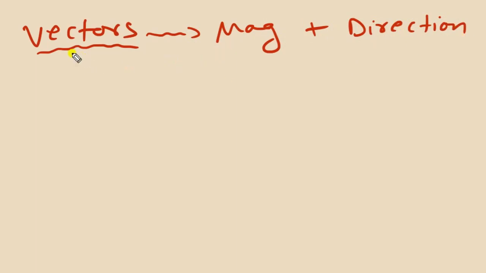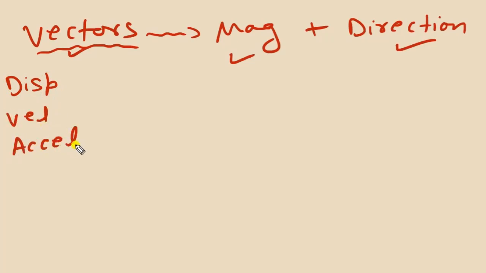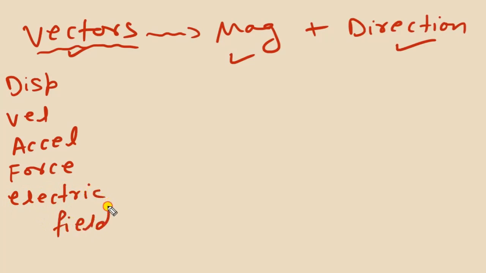So, to describe a vector quantity completely, we need to mention both its magnitude as well as its direction. There are several examples of vector quantities like displacement, velocity, acceleration, then it comes force, electric field, etc. There are many more. Okay. So to describe a vector quantity, you need to mention its magnitude as well as its direction.